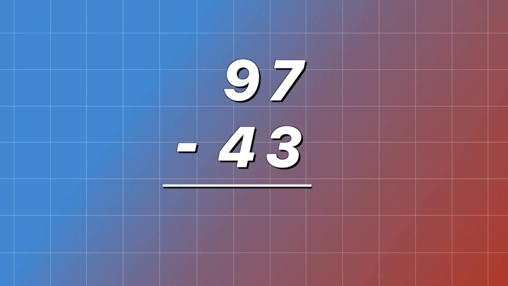First, let's start by subtracting the units digits. 7 minus 3 equals 4. We note the 4 below the horizontal line. This area is designated for the results.